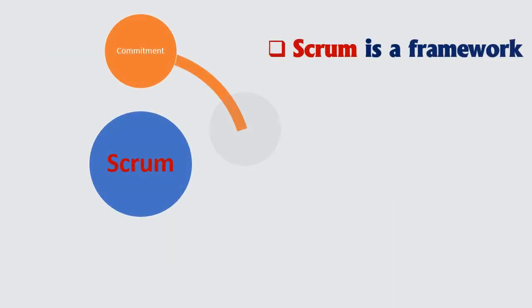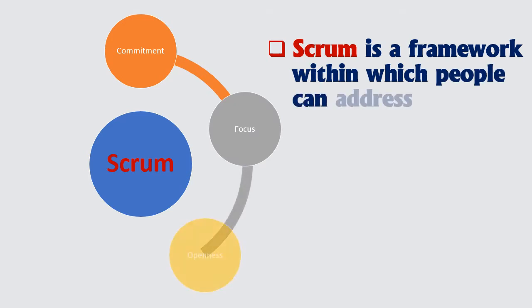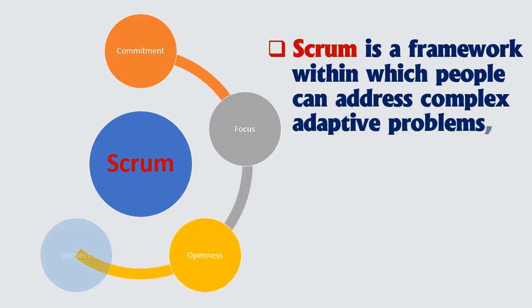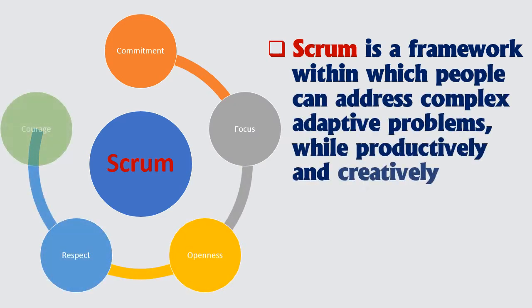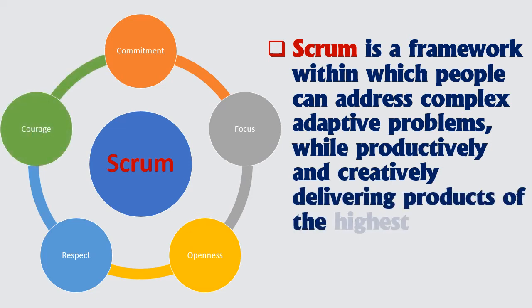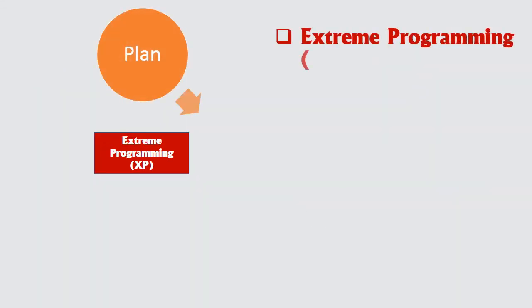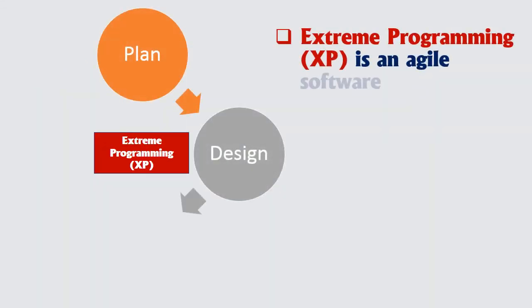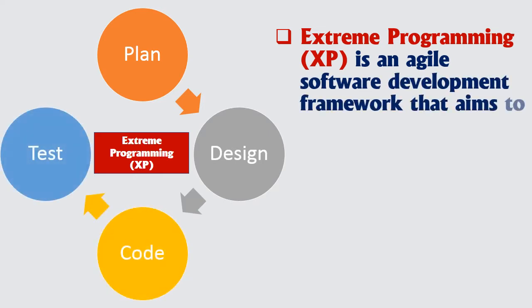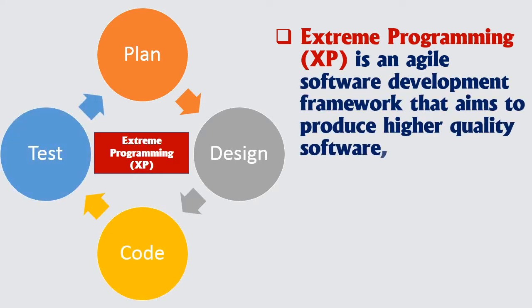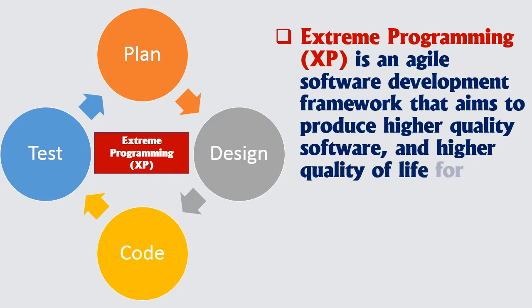Scrum is a framework within which people can address complex adaptive problems while productively and creatively delivering products of the highest possible value. Extreme programming is an agile software development framework that aims to produce higher quality software and higher quality of life for the development team.